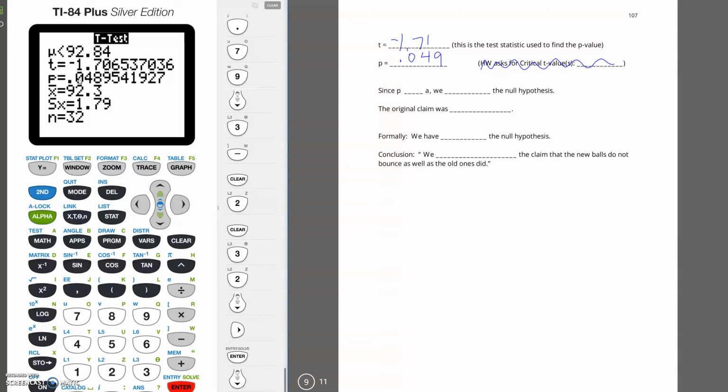So remember our alpha was 0.05. Since P is less than alpha, we reject the null hypothesis. But our original claim was the alternate. So since we reject the null, that's when we support the alternate. So we support the claim that the new balls do not bounce as well as the old ones did.